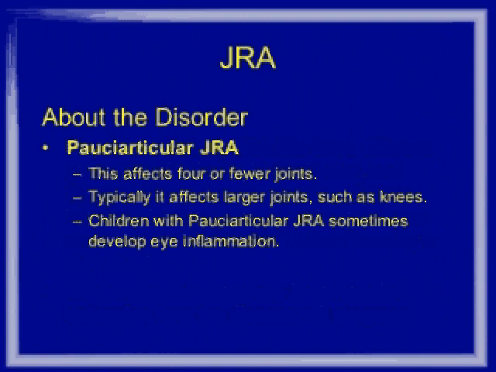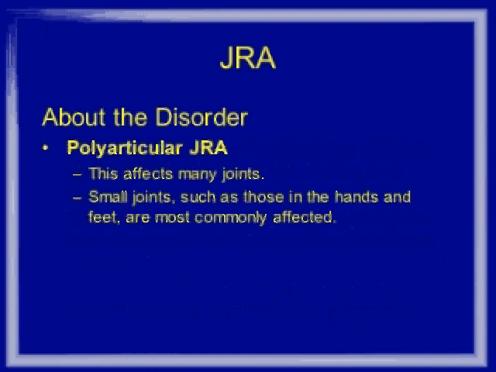In pauciarticular JRA, 4 or fewer joints are affected. Usually the larger joints, such as the knees, are affected, and sometimes eye inflammation develops. In polyarticular JRA, many small joints, such as those in the hands and feet, are most affected.